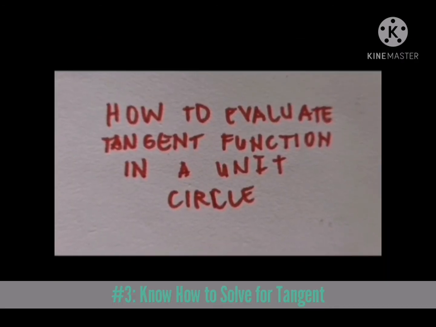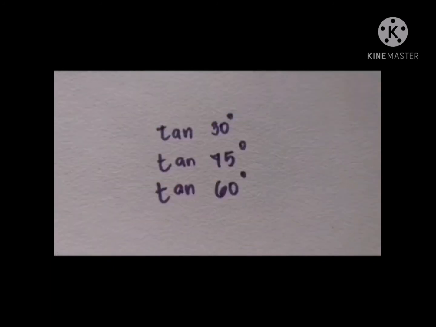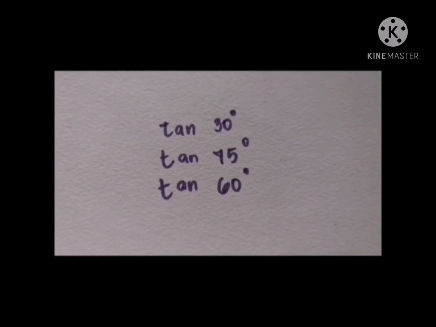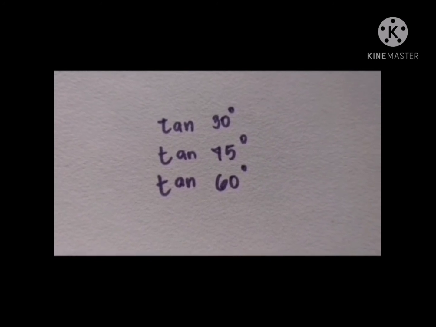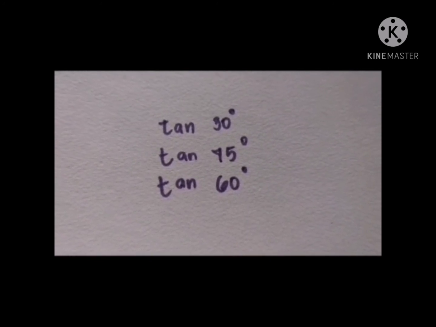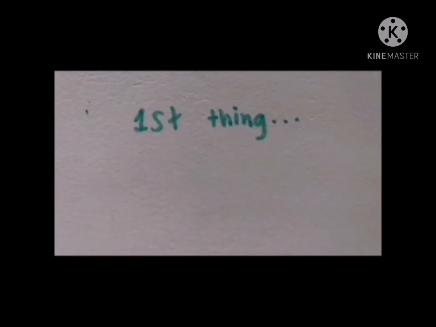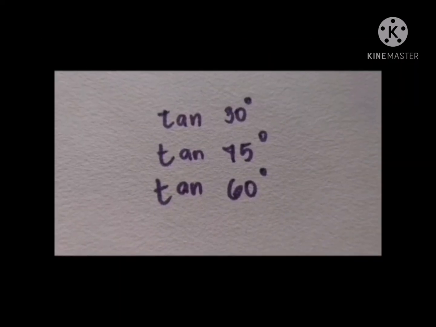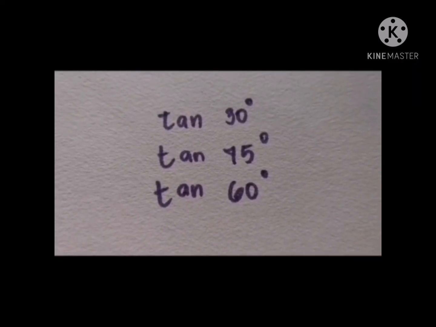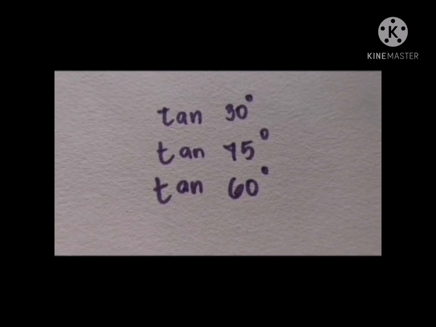How to evaluate the tangent function in a unit circle. So for today, we are going to solve the tangents of the following: tangent 30 degrees, tangent 45 degrees, and tangent 60 degrees. For you to solve that, you first need to know what the cosine is. Remember that sine represents the y-coordinate, cosine represents the x-coordinate, and tangent represents the relationship between the y and the x-coordinate. To answer this question, we must first find the particular coordinates in the unit circle.